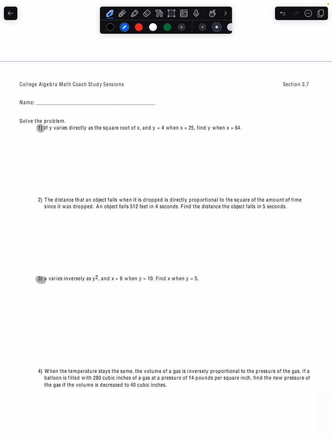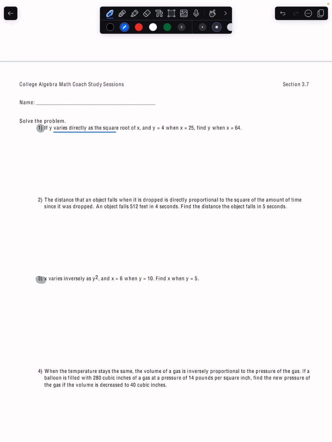Looking at section 3.7, it says solve the problem: if y varies directly as the square root of x. Let me say that again. If y varies directly as the square root of x and y is equal to 4 when x is 25, find y when x equals 64. Oh, that's a mouthful. So the key here is when it says varies directly.